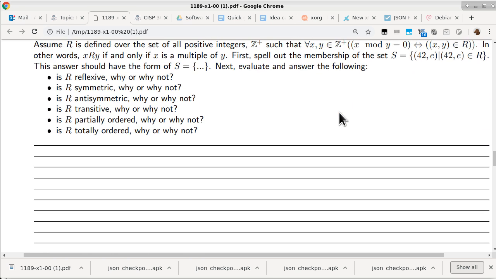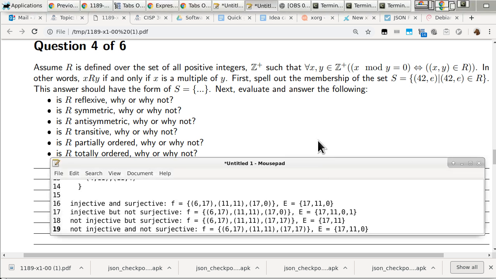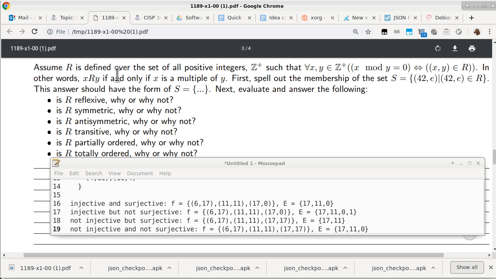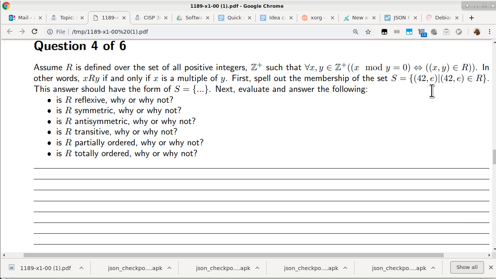So question number 4 has the same kind of format as question number 3, but this one applies to relations. So let me just read the question first. Assume R is defined over the set of all positive integers, such that for all x and y in the set, all the positive integers, x mod y equals 0 if and only if xy is an element of R. Okay, so let's just focus on this. Oh, I cannot click it because it's a PDF. So let's just focus on this part here and try to understand, okay, what does that mean?